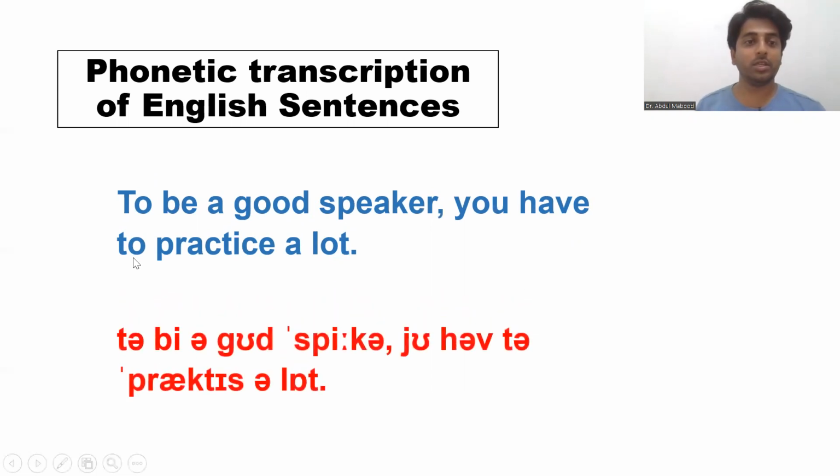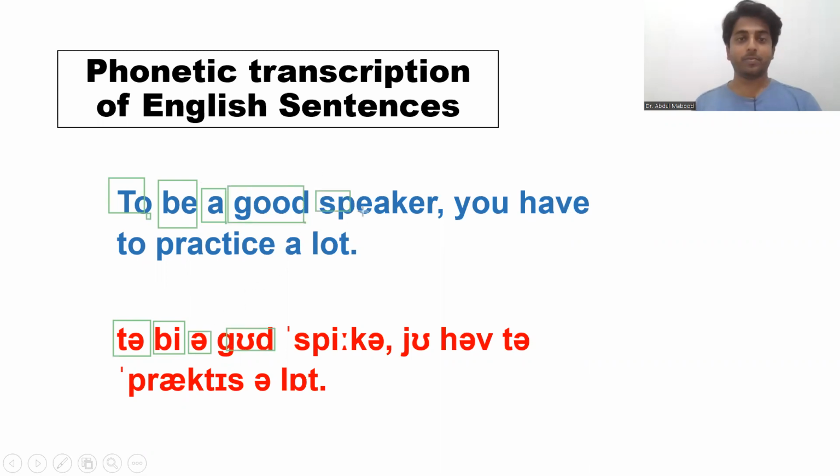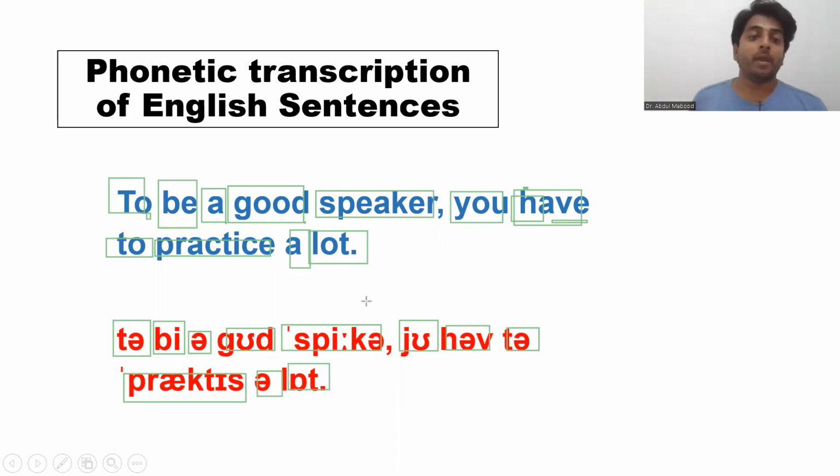Now, see TO, T. Then BE, I will rather use markers here. Wait. That you can see here, T, and this is T. B, then here B. Then good, here good. Then speaker, here speaker. Then have, then have, then to, then to. Practice, then practice, then lot. Fine. So to be a good speaker, you have to practice a lot.